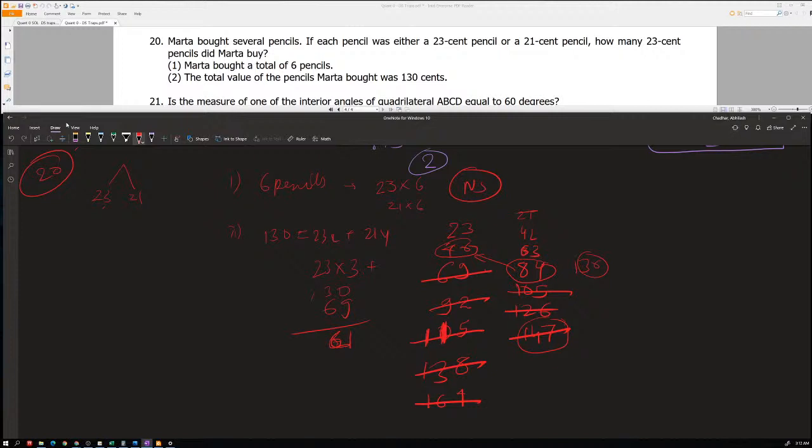63 plus anything will require a 7, which is not present, or will require 8, which is not present. So only 23 also will require. Means 130 is only one combination, so this will give you a yes answer and should be B.